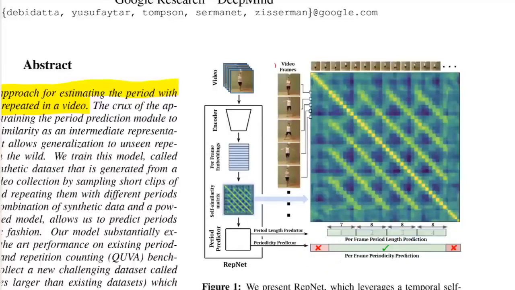So that's the first thing you want to know. The second thing is this per frame period length prediction. So for each frame that is part of a repeating action, you want to know what is the period length of that repeating action. And that can change throughout the video. So you need it per frame. And once you have it per frame, you can actually count the number of repetitions. Okay, so those are two problems already.